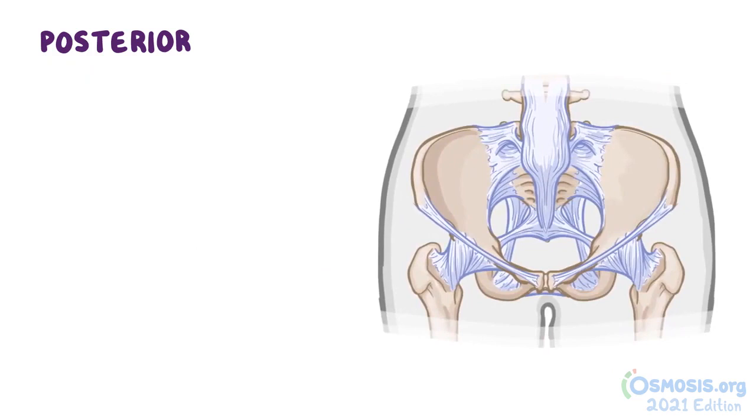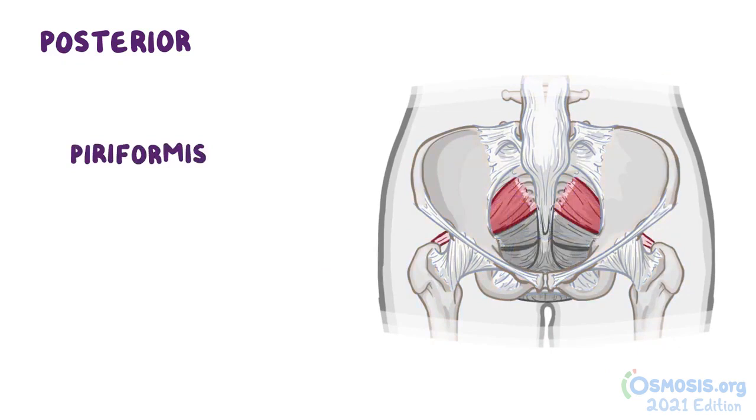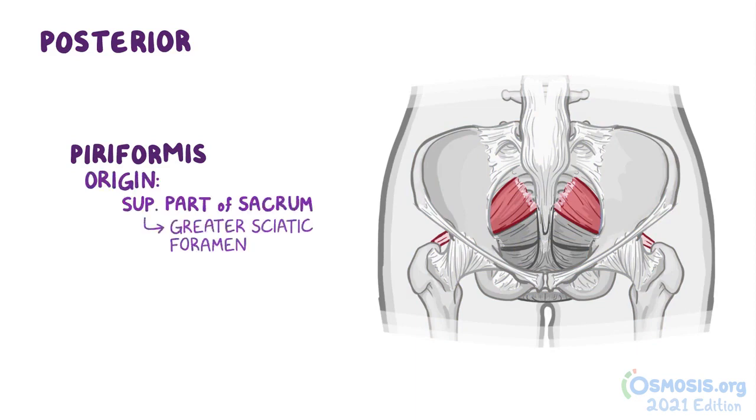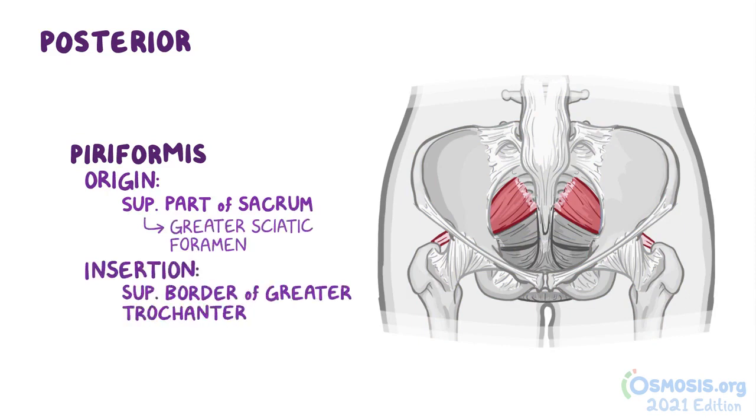Now, as the name suggests, the musculo-ligamentous part of the posterior wall is composed of muscles and ligaments. The piriformis is the main muscle which forms the posterolateral walls of the pelvic cavity. It originates from the superior part of the sacrum, goes through a foramen called the greater sciatic foramen, and finally attaches to the superior border of the greater trochanter of the femur.